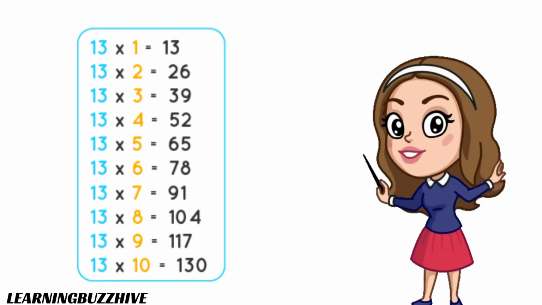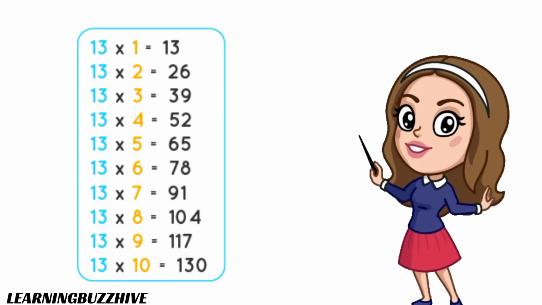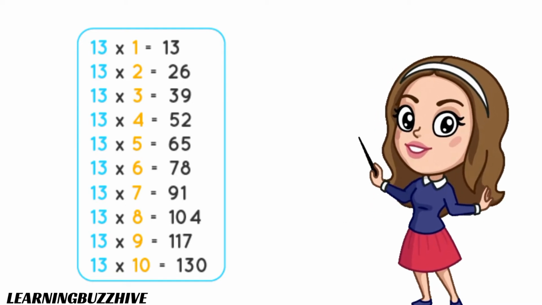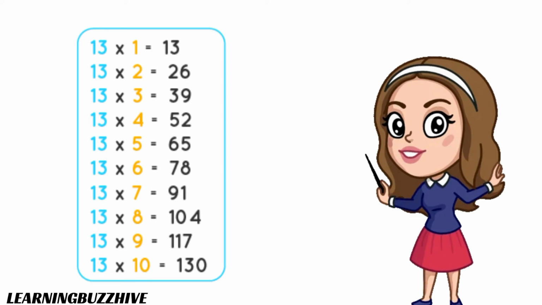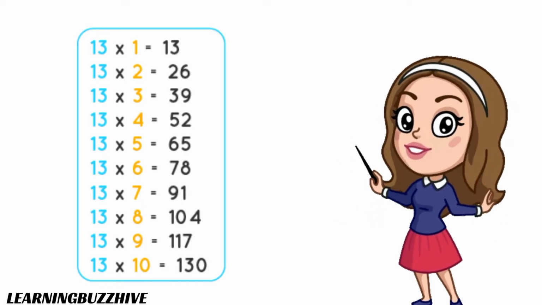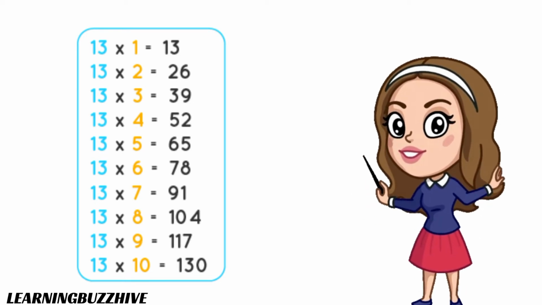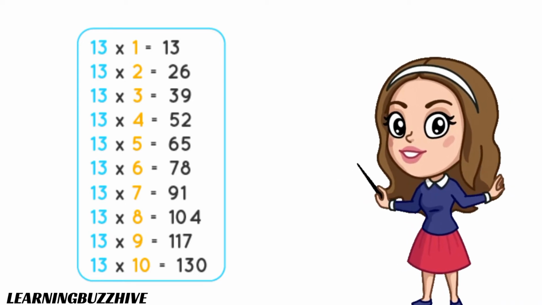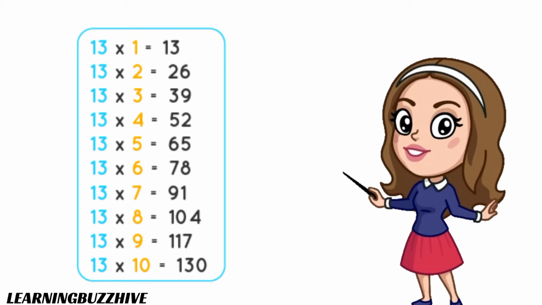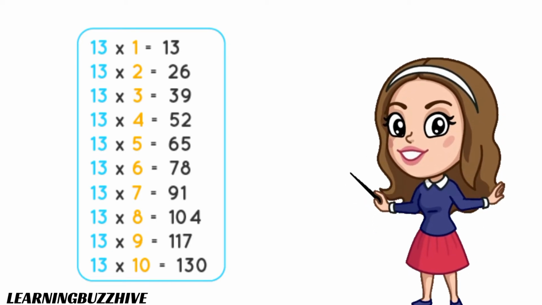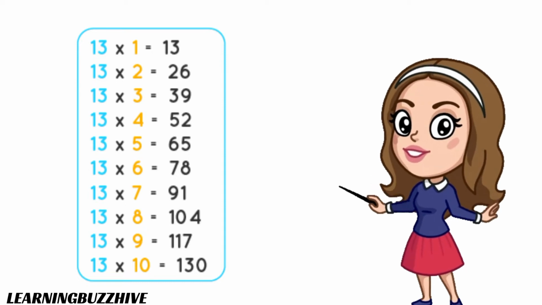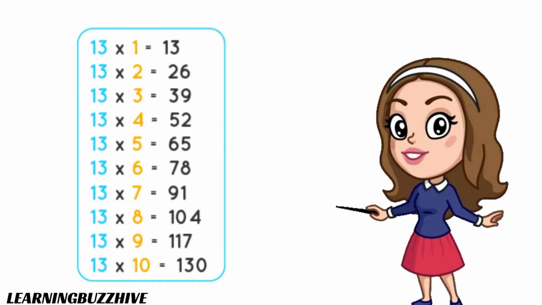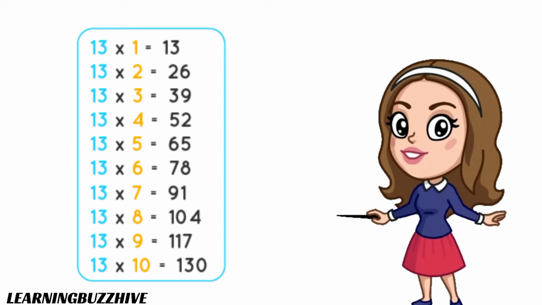13 ones are 13, 13 twos are 36, 13 threes are 49, 13 fours are 52, 13 fives are 65, 13 sixes are 78, 13 sevens are 91, 13 eights are 104, 13 nines are 117, 13 tens are 130.